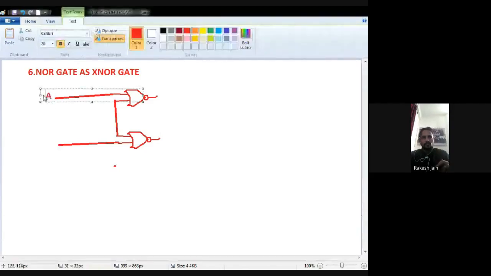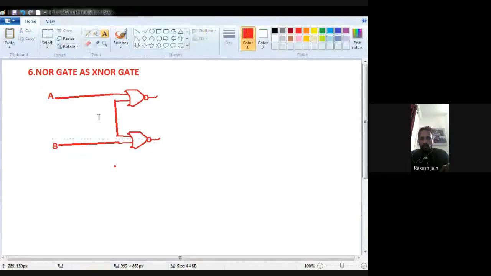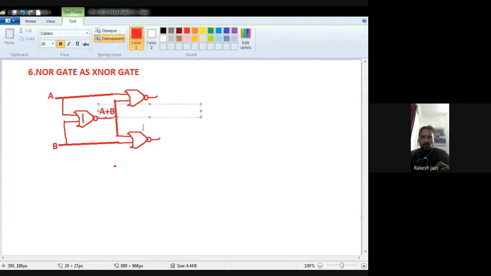One input is A and the second input is B. Now one more NOR gate, in which the inputs are connected also with this A and B. So one input is A, one input is B, and the output is connected directly with this common line, right?